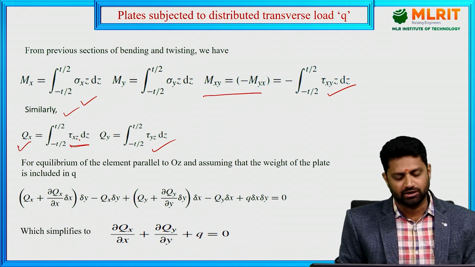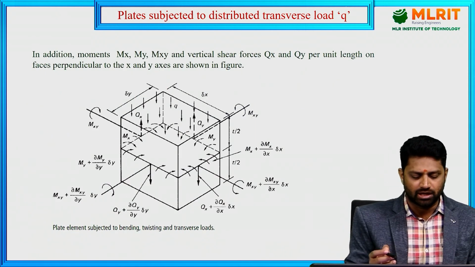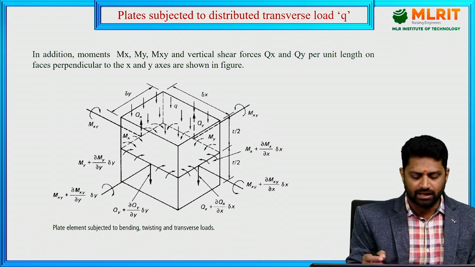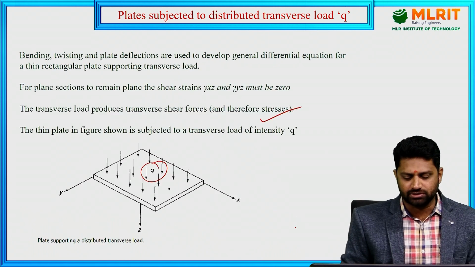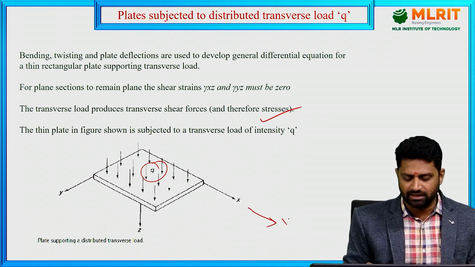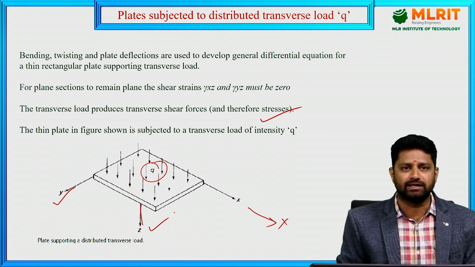Okay, so we are going to consider the equilibrium of the plate parallel to OZ axis. So first let's see where the OZ axis is. We have seen that this can be considered as the x-axis, or else in this diagram this is considered along the x-axis and this is the y-axis. So the z-axis is vertically acting downwards.